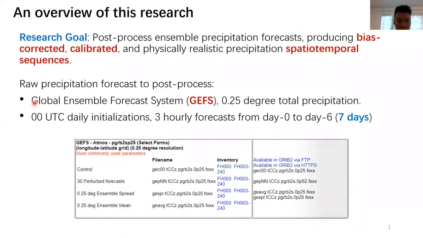Here we're working with the Global Ensemble Forecast System, GEFS. Our target variable is quarter degree total precipitation, and we're focusing on its 0 UTC daily initializations, 3-hourly forecast from day 0 to the end of day 6.